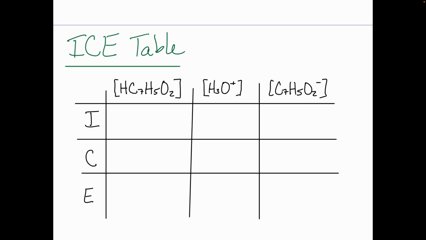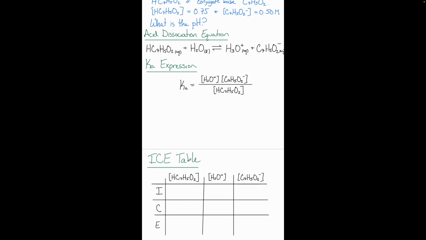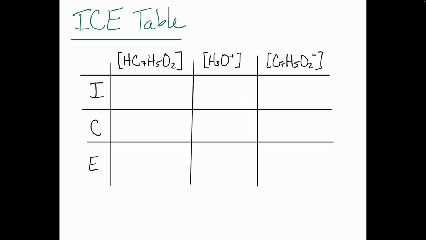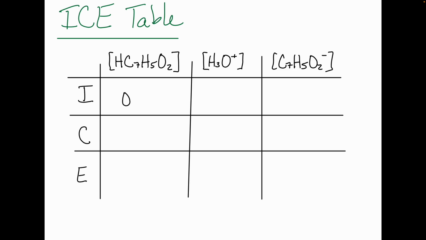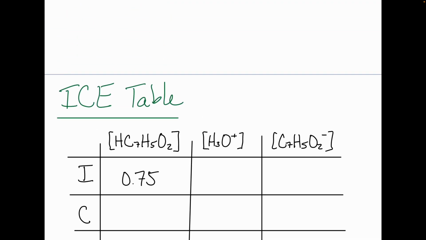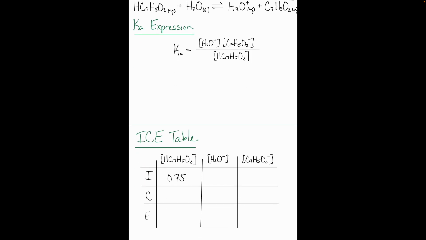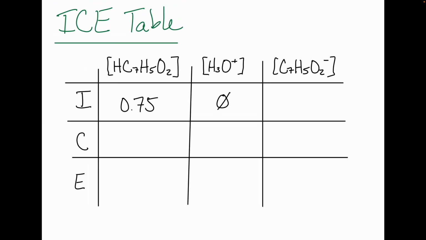All right, so we got our ice table built. According to my problem here, what is my initial concentration of my benzoic acid? That's 0.75 molar. And previously we've been doing all these problems where we don't have any product yet in solution. But the basis of these buffer problems is, what else am I starting out with initially in this solution? My conjugate base. My conjugate base has 0.5 molar in it, so I don't have any reaction that has happened yet, but I do start out with an initial concentration of 0.5 molar in that conjugate base.